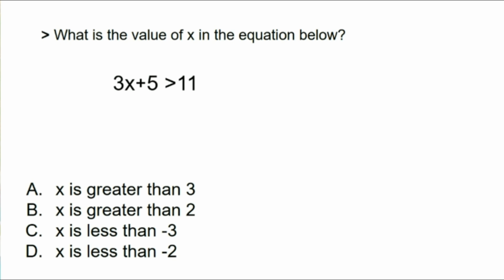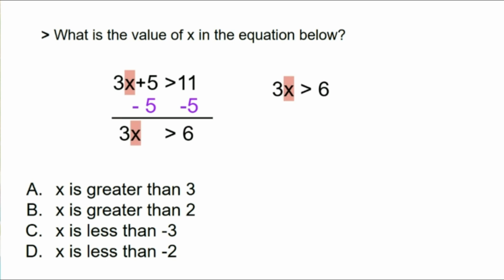In this question, we are asked to find x. Now, to find x, we have to first get x alone. To do that, let's subtract 5 from both sides. From there, we get 3x is greater than 6. To remain with x, we still have to get rid of the 3. Now, 3x in this equation means 3 times x is greater than 6.